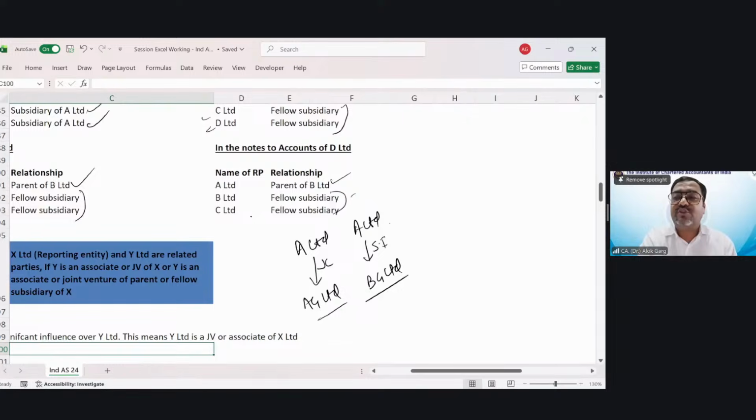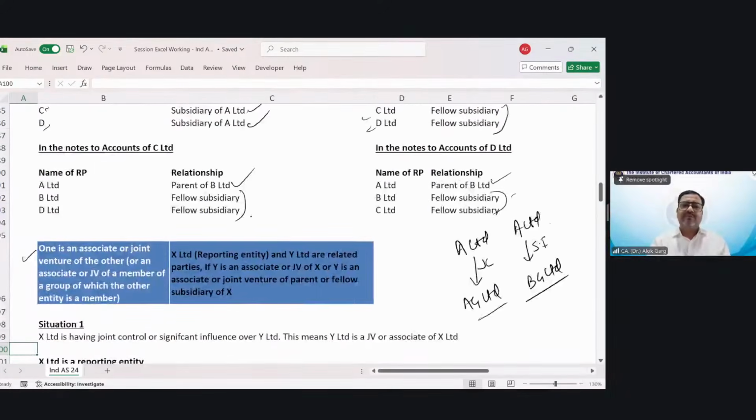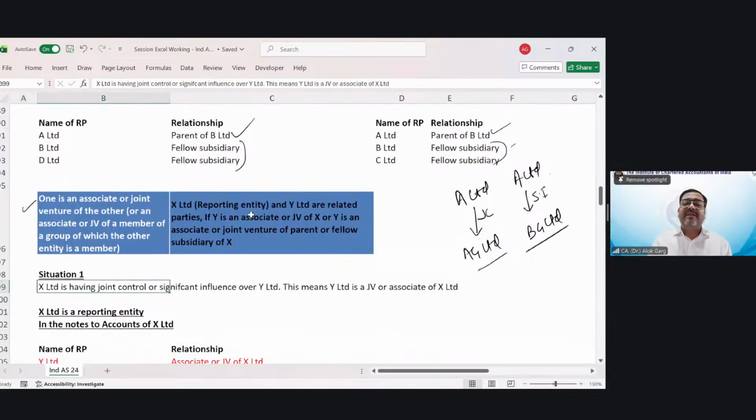If A Limited has joint control over AG Limited, what is the relationship of AG and A? A Limited is a venturer and AG Limited is a joint venture. And what is BG Limited? BG Limited is an associate of A Limited. So A Limited has a JV and A Limited has an associate. So one entity is an associate or JV of the other. For example, X Limited is having joint control or significant influence over Y Limited.